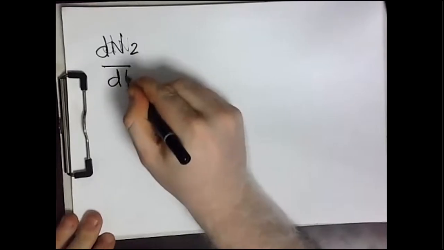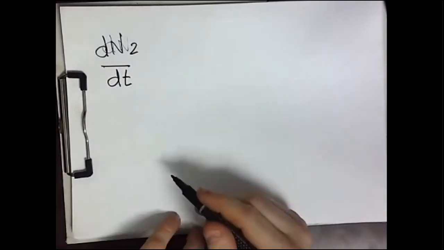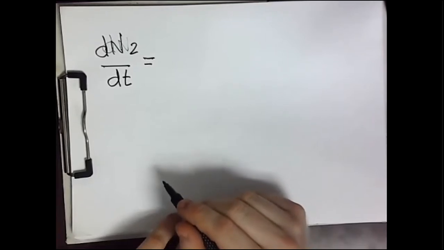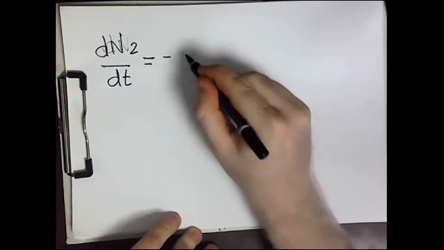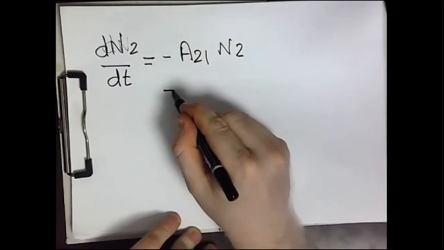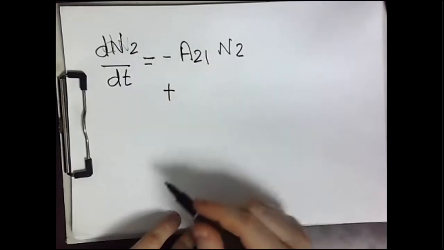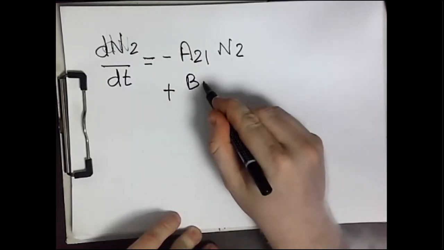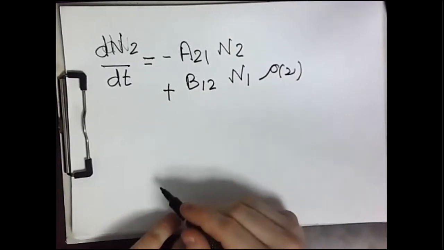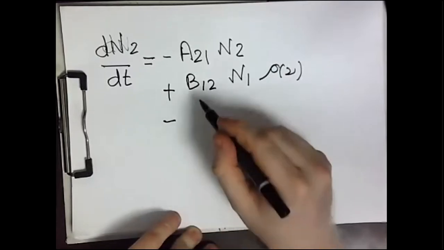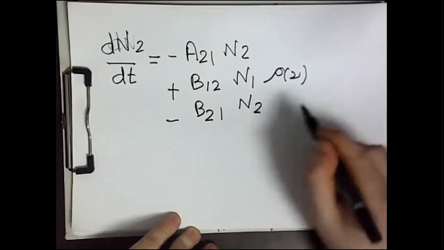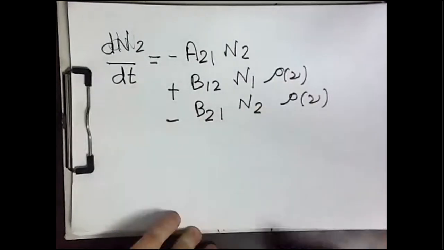dN2/dt, which is the rate of variation of the population level number 2, equals: first, we have the spontaneous emission term, which is minus A21 times N2. And then plus the absorption term, which is B12 N1 rho of mu. And then we have this third, stimulated emission term, which is B21 N2, again rho of mu. This is the old version of the rate equation.